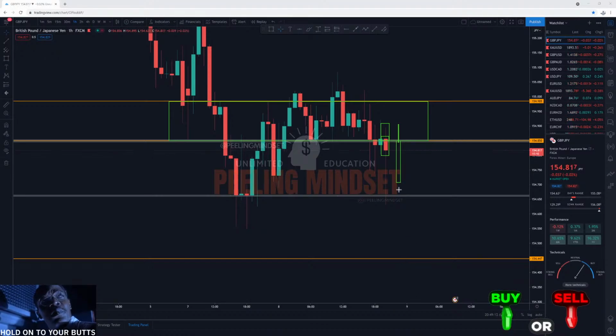Okay, so let's see. My bias in Pound Yen is sell for now. So if the candles stay below 154.850, the bias is still going to be sell.